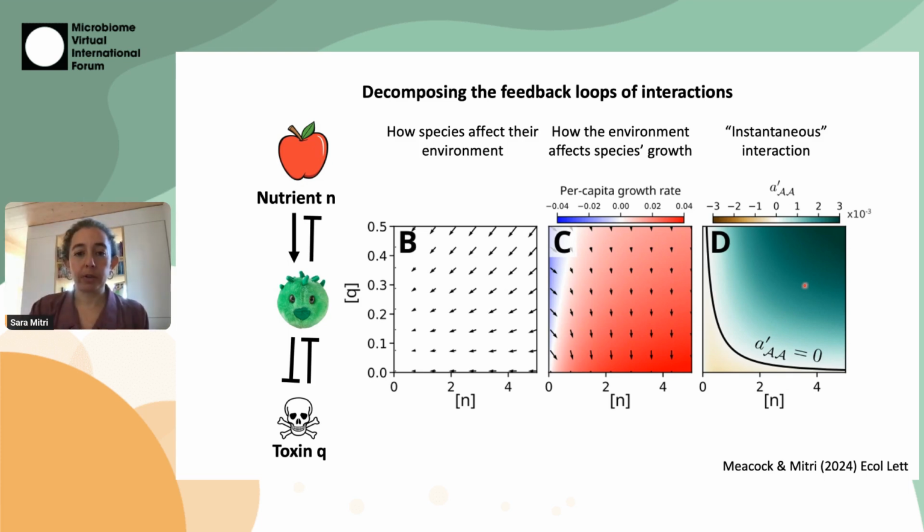So in this plot, the green color means that the interaction will be positive. So if you have high toxicity and high nutrients, then you would expect a positive interaction. And then if you're down here at very low toxin concentration and low nutrients, then you expect more competition between species. So instantaneous means that you just have to look at the interaction that would be happening given the context in a moment of time.